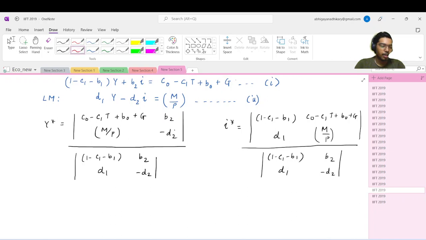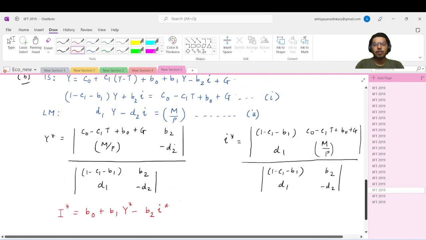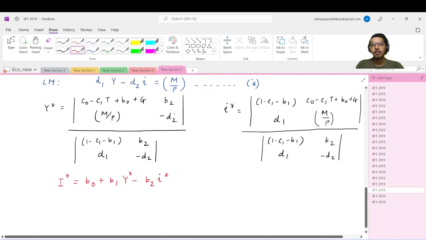Now carefully look at the investment function once more. I is equal to B0 plus B1 y minus B2 i. So if you want to find the optimal investment, you just substitute the optimal output and optimal interest rate in this expression. This might involve very complicated expressions, because when you expand these two it's going to look very complicated, but that's how the answer is demanded. And we are told to find del I star by del G.